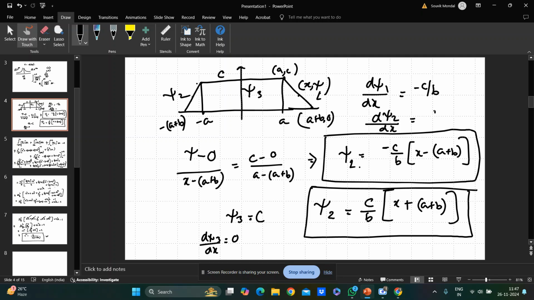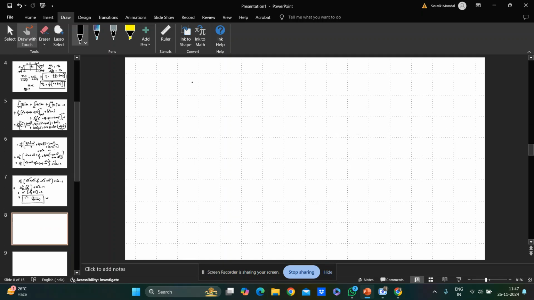d psi 2 dx is simply c by b. Okay, so now what is your average kinetic energy? It is h cut squared by 2m, mod d phi dx whole square, integrated dx over the suitable limit, minus a plus b to a plus b.